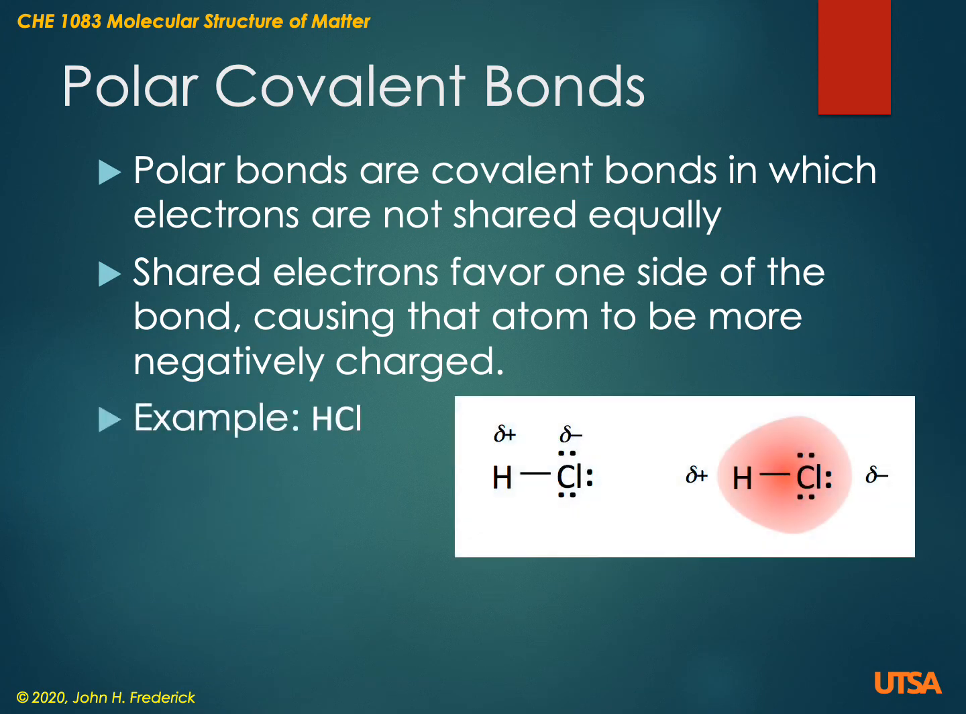An example is hydrogen chloride, where hydrogen is much less electronegative than chlorine, so the electrons tend to lean in the direction of the chlorine. So we end up with a partial positive charge on hydrogen and a partial negative charge on chlorine. Now, this notation that I've used here, with the Greek letter delta, is simply meant to indicate that we don't have a full charge separation.